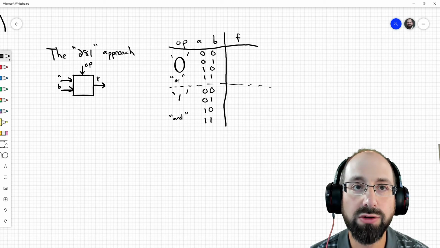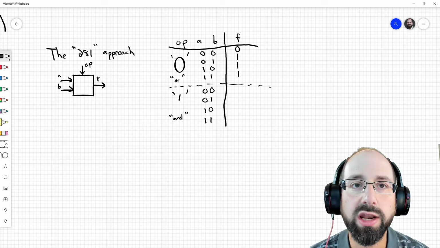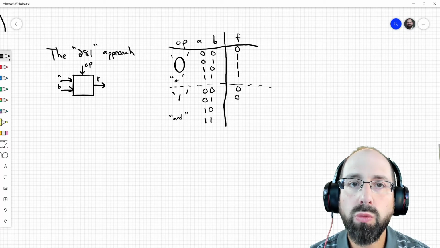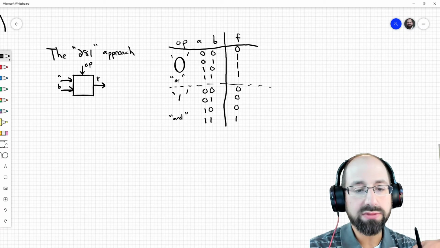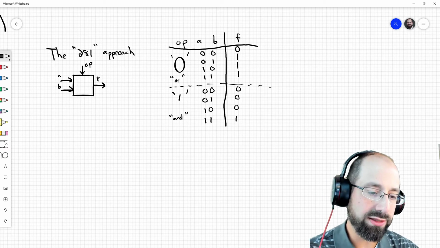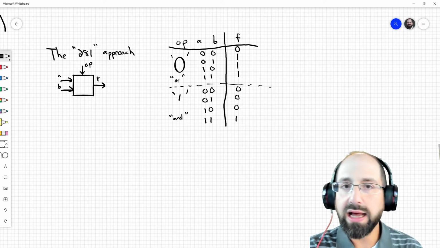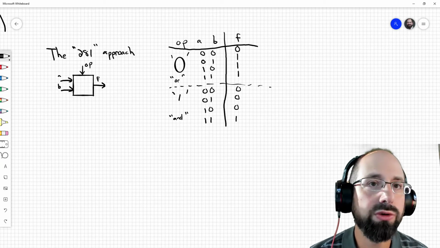So if it's an OR operator, my output would look like that, right? Because if either A or B is 1, then my output is 1. And if it's an AND operator, my output is only 1 when both A and B are set to 1. So that's what I would call the 281 approach, where we would take my inputs and treat this as a function that has a truth table associated with it, potentially a sum of products representation, and that's the kind of thing you would have learned in 281.